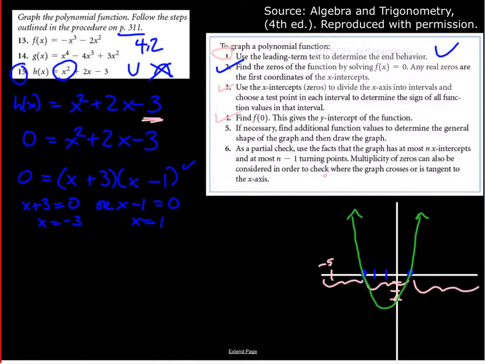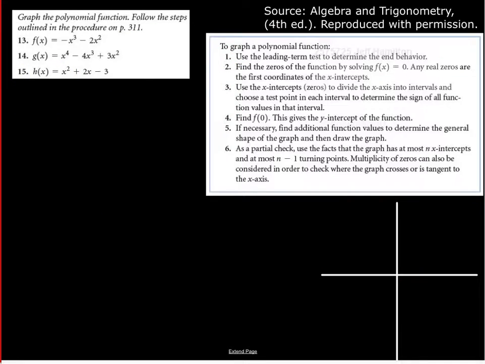Let's maybe just quickly do another one. I've got to go to the next page here. Next page, there we go. So we did 15, how about 14? 14 is this polynomial, g of x, x to the fourth minus 4x cubed plus 3x squared.